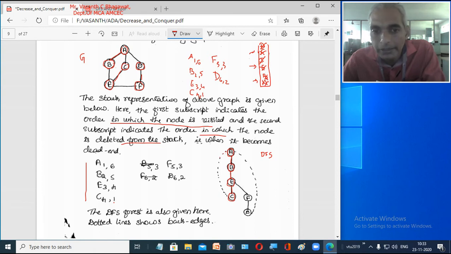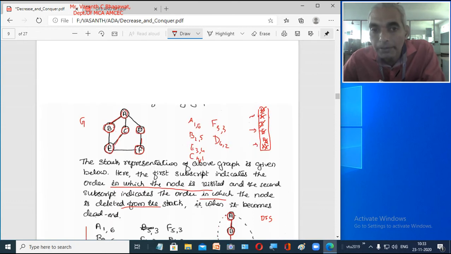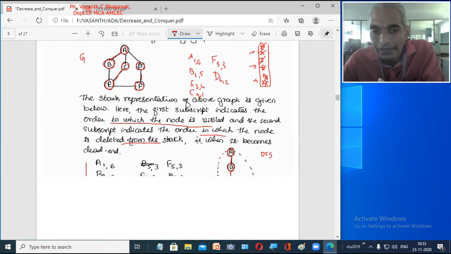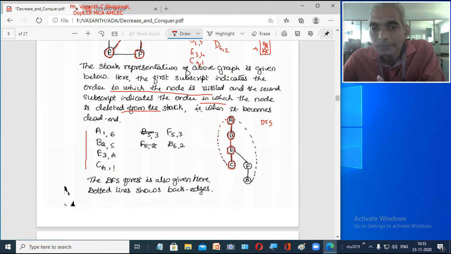Now this dotted edge is called a, what do you call? We told that we have 2 types of edges. One is the tree edge and the other one is called the back edge. Now this dotted line is called the back edge. So we are going to call it the back edge, right? So now you are at the node C.